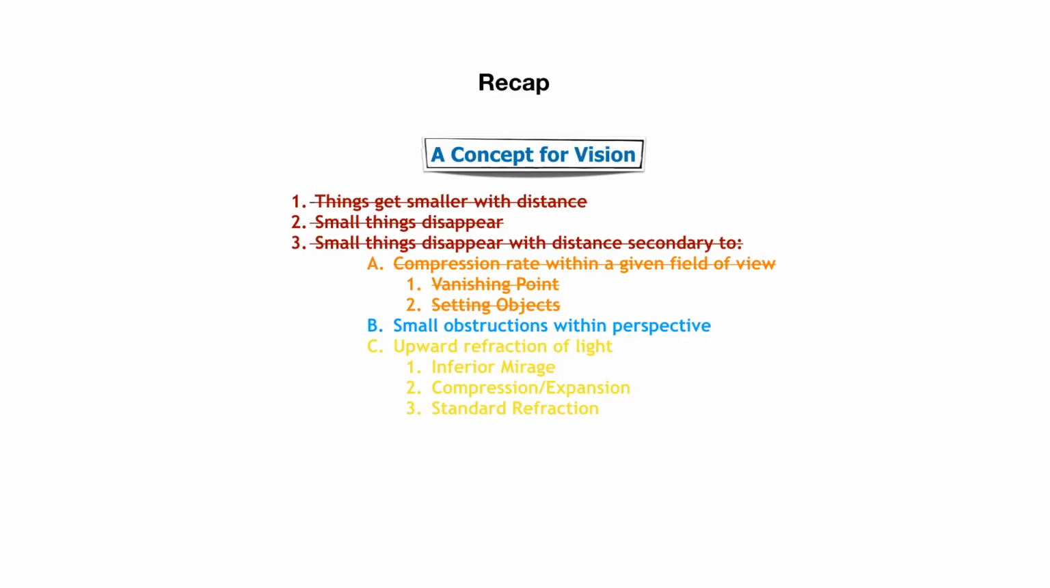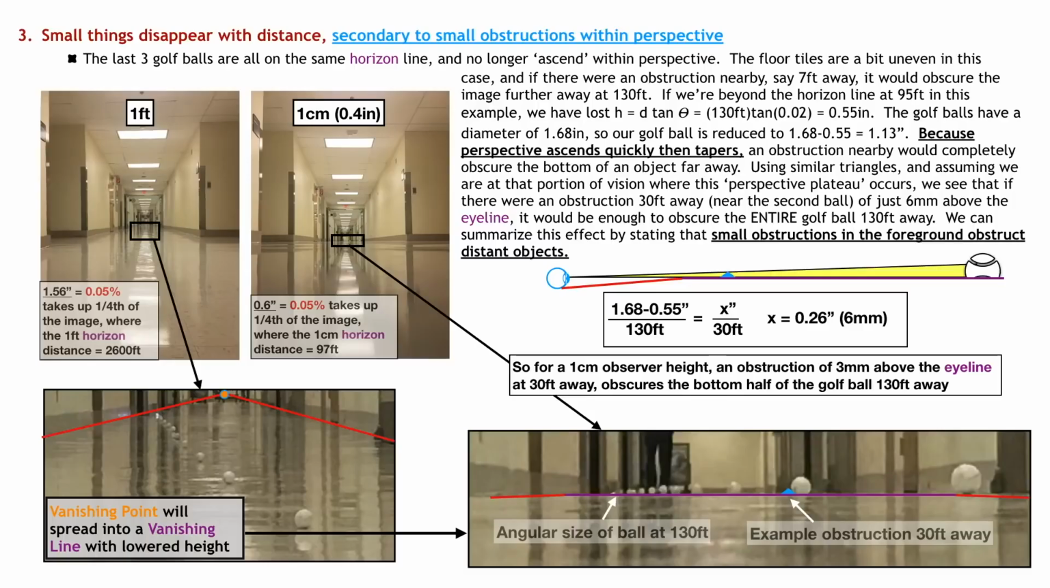So here's where we're at as far as a recap. We've discussed things getting smaller with distance, and small things disappearing with distance secondary to the vanishing point and setting objects. Now we're going to cover small obstructions within perspective very briefly and some upward refraction issues. So now we're at small obstructions within perspective.